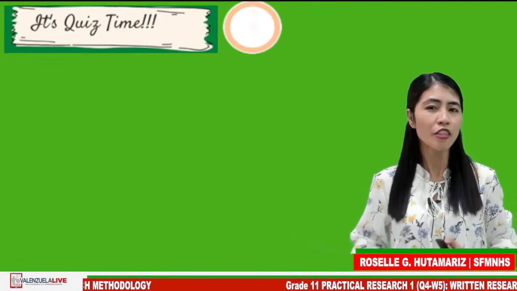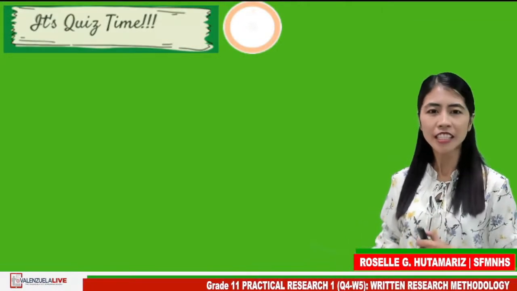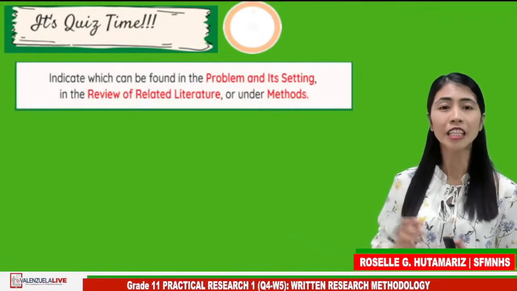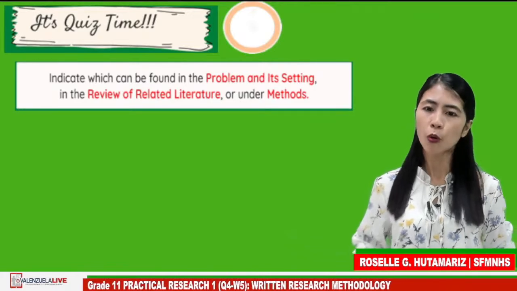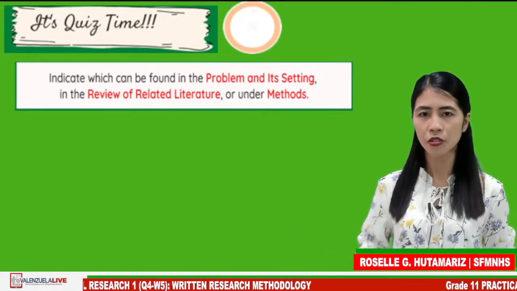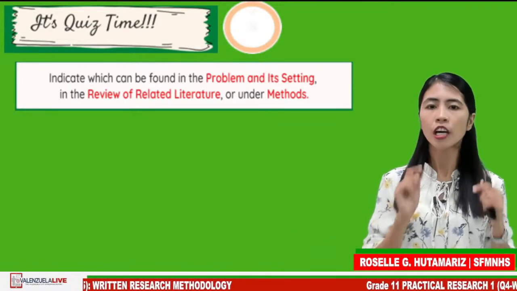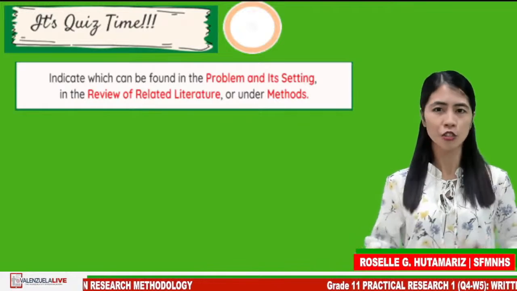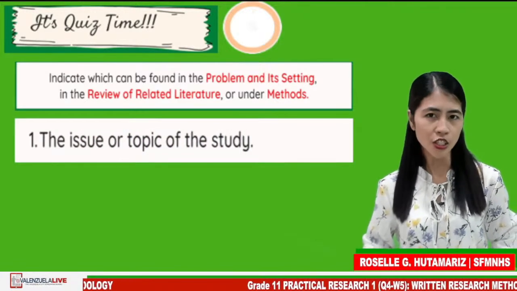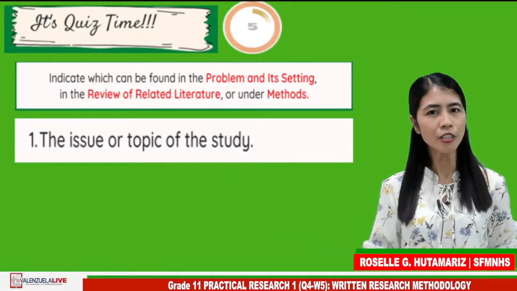Let's check whether you understood today's lesson. You have to indicate which part can be found in the problem and its setting, in the review of related literature, or under methods. To answer, you may use the comment section below, and let's start. First, the issue or topic of the study. 5-second timer starts now.